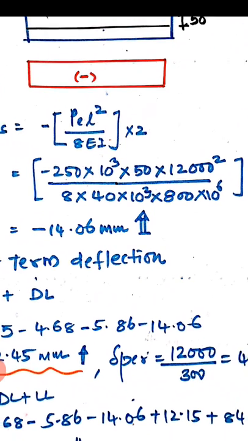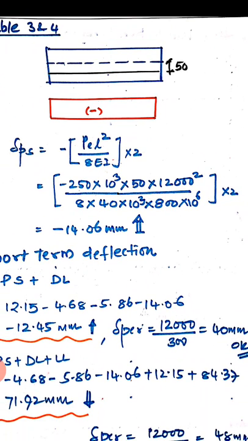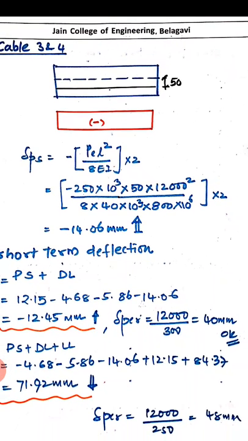The question is why? Because there are 2 cables. Deflection due to 2 cables, so PeL square upon 8EI into 2, the number of cables. So because of that we got the deflection due to prestress, because of cable number 3 and 4, is minus 14.06 mm. Total, it is upward only.